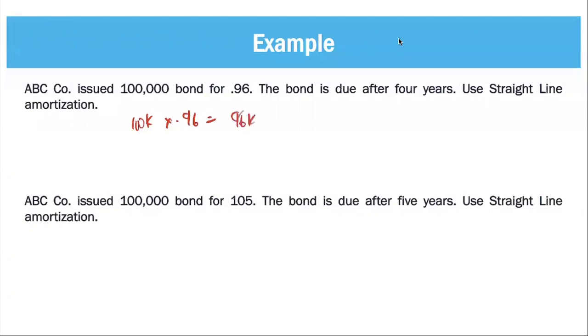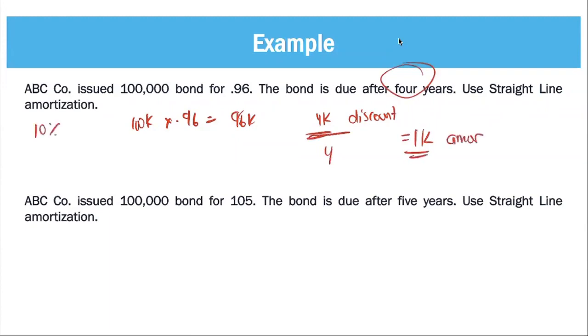We have 96,000 pesos. So if that is 96,000 pesos, guys, then we have 4,000 pesos discount. Since it is 4 years, divided by 4, we have 1,000 pesos amortization.